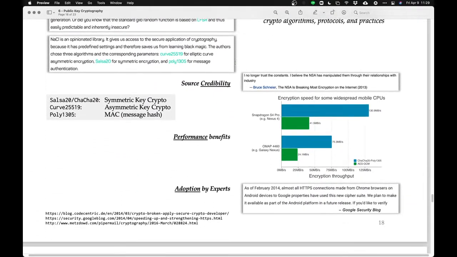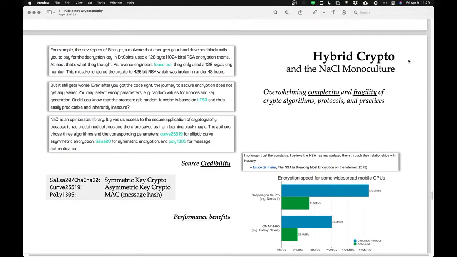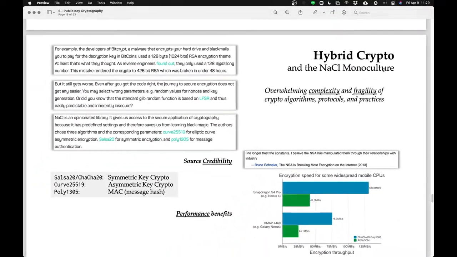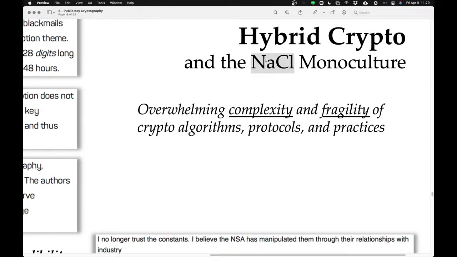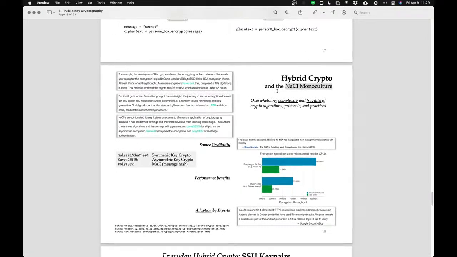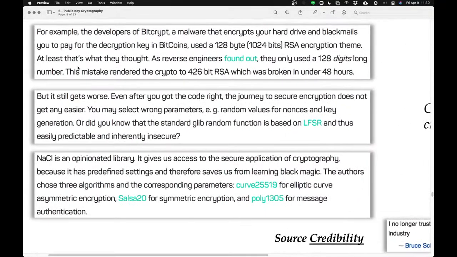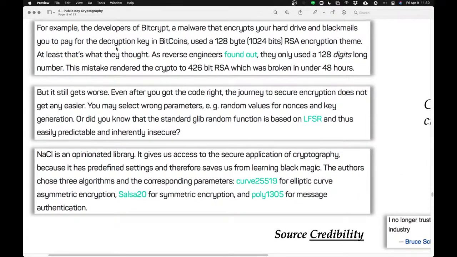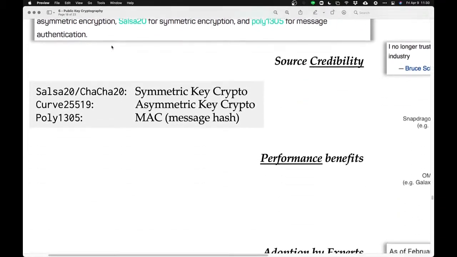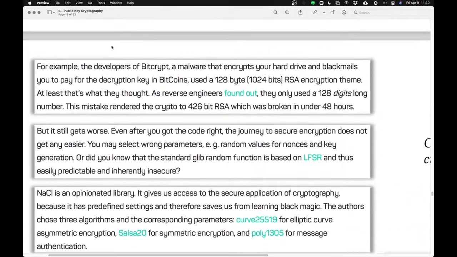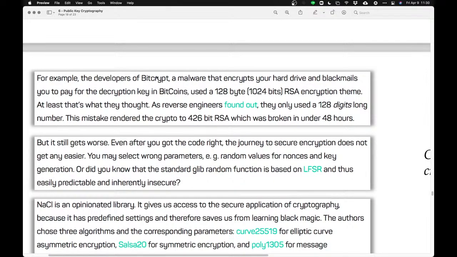I don't remember, but I think one of the articles I sent you was about the NaCl monoculture, right? And I was asking, do we really want to just use whatever DJ Bernstein gives us? Do we really have this much faith in him? And I sent you articles where people said... I don't know if I sent you these articles about BitCrypt and stuff like that?